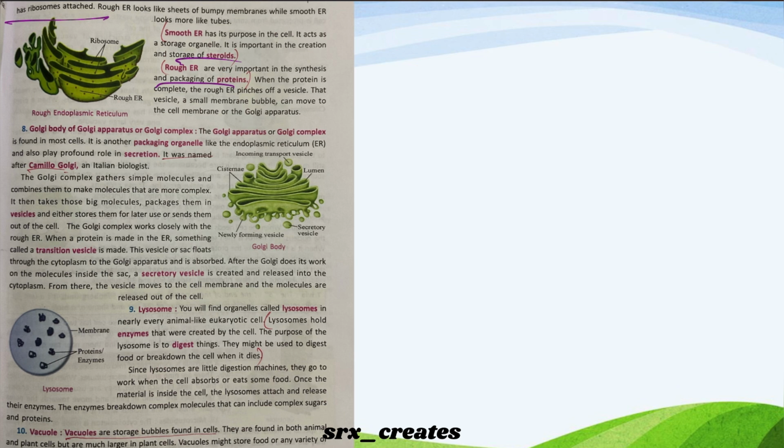Now smooth ER has its purpose in the cell. It acts as a storage organelle, means smooth acts as storage and rough acts as packaging. When a protein is complete, rough ER pinches off a vesicle. Vesicle means like inflammation is seen, like this is the organelle and the inflammation is a vesicle portion. Now this vesicle is a small membrane bubble like structure, and can move to the Golgi apparatus or cell membrane.